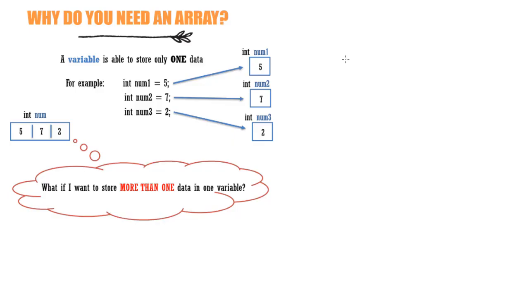Now, before we go into what exactly is an array, I just want to ask you a question. Why do we need a variable? Inside a program, a variable is used to store data. For example, if you want to get an input from the user, you need a variable. If you want to store someone's name, you need a variable. If you want to store a number, you need a variable. Basically, a variable is used to store data.